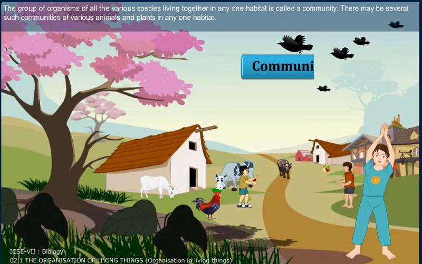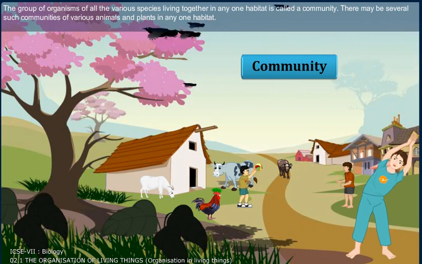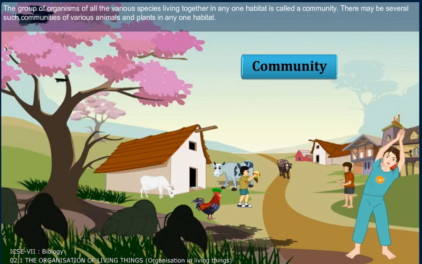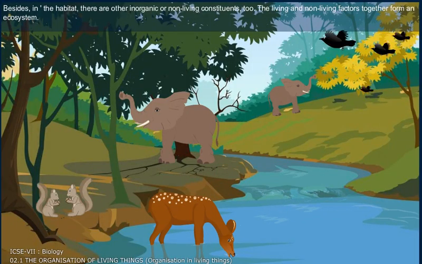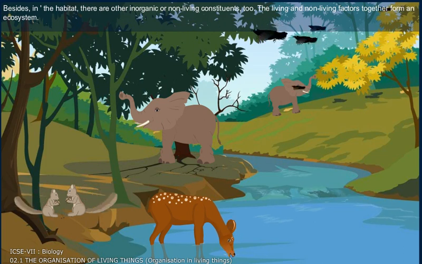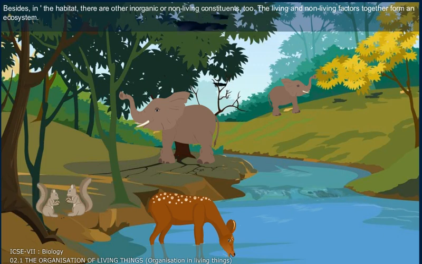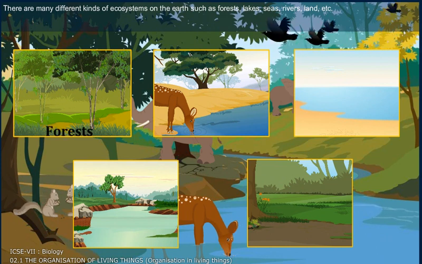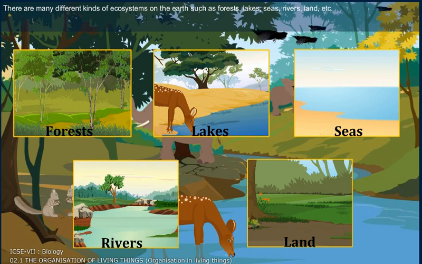The group of organisms of all the various species living together in any one habitat is called a community. There may be several such communities of various animals and plants in any one habitat. Besides, in the habitat, there are other inorganic or non-living constituents too. The living and non-living factors together form an ecosystem. There are many different kinds of ecosystems on the earth, such as forests, lakes, seas, rivers, land, etc.